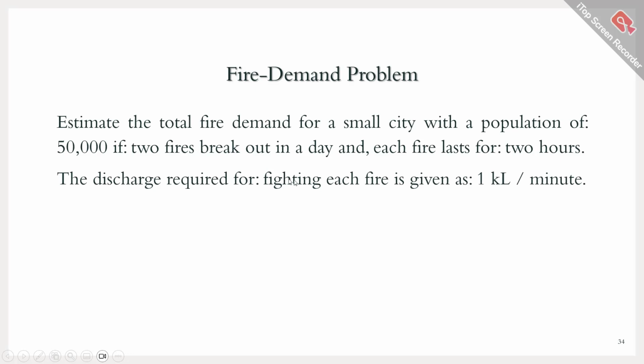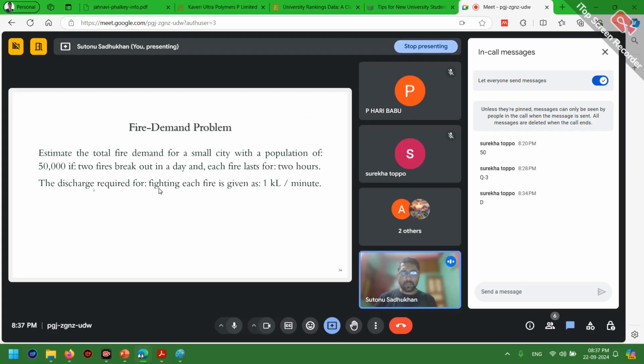Now the discharge required for fighting each fire is given as 1 kiloliter per minute. So for 2 fires, it will be 2 kiloliters per minute into 2 hours. So you have to convert hour into minute, or minute into hour, whichever you like, because the unit is not asked here. You can calculate the fire demand in any unit.